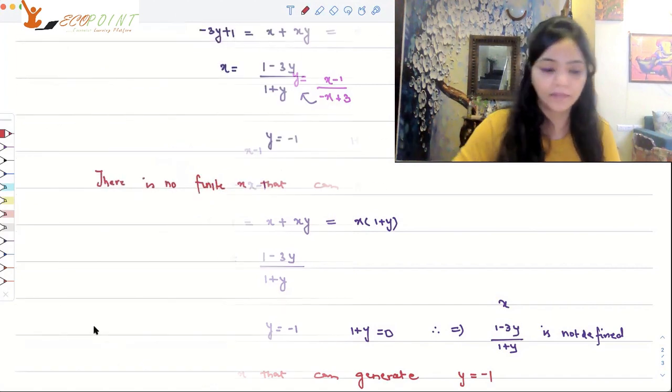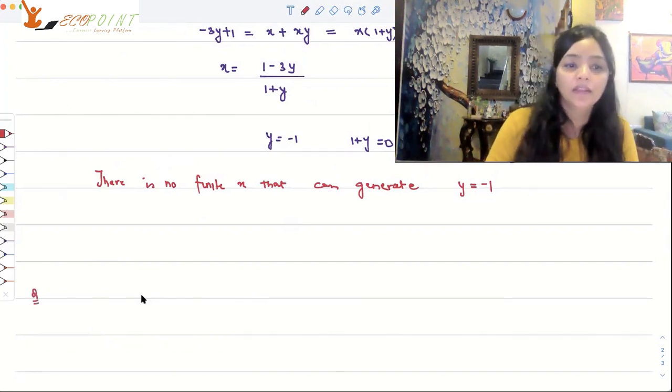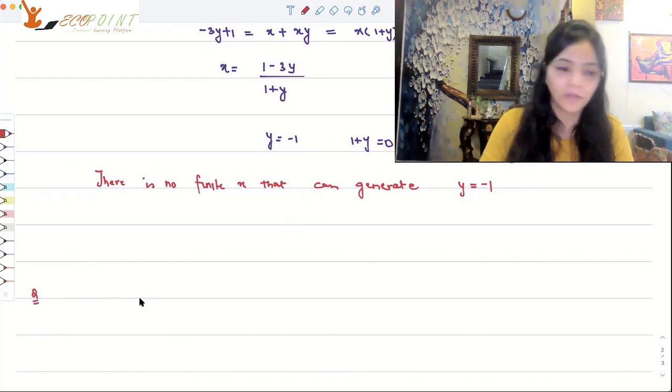That is why. So what have we just learned through these two examples is that you can find x in terms of y and try to figure out what are those y values for which I don't have a valid x. Okay. Now let's work on a different kind of a problem.